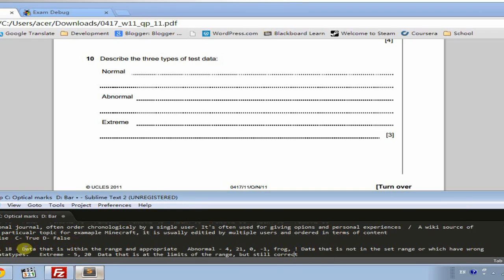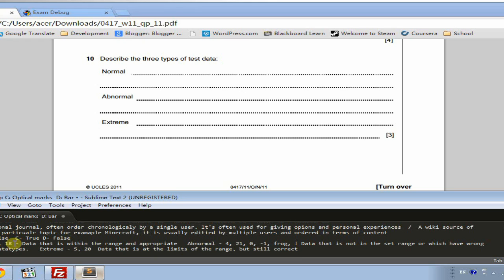So I can clear these up. Put this onto question 10 where it should be. And we can get rid of these. Okay. So normal data, data that's within the range and appropriate. Abnormal data, data that is not in the range or which has wrong characters or data types. And extreme, which is data that's at the limits of the range, but which is still correct.